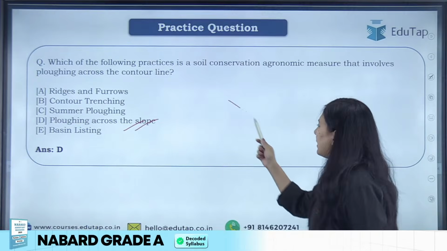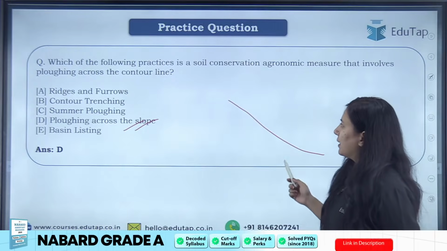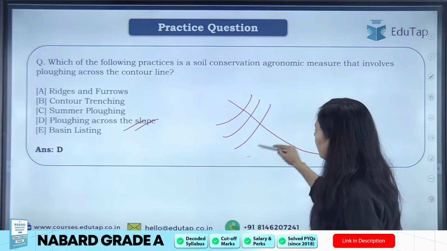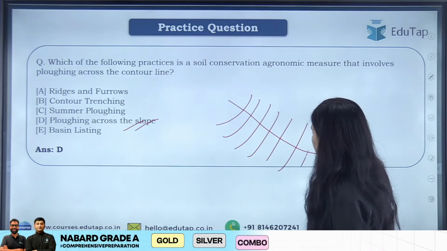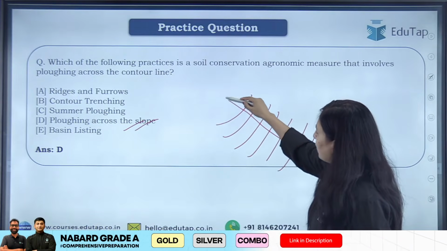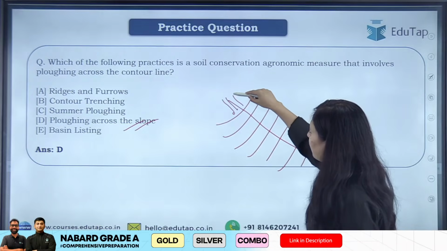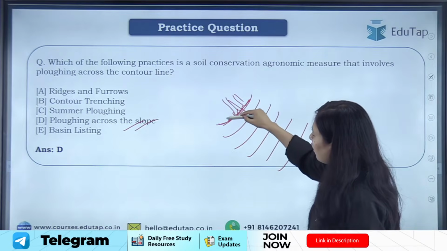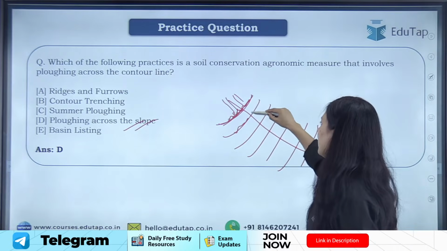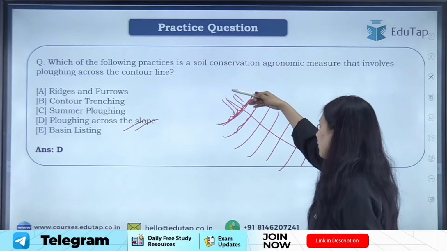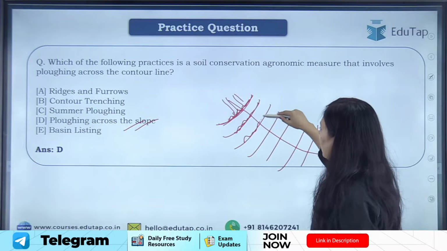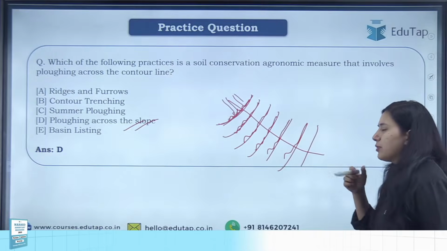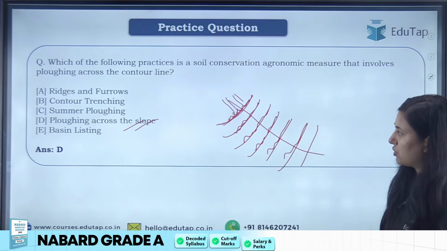Sometimes we have a sloping land, so what we do is plow across the slope. We do plowing in this direction so that when water runoff is there, it can be hindered. The runoff can be stopped, or the rate of runoff can be decreased by these ridges that are formed due to plowing across the slope. So this is the agronomic measure of soil conservation.